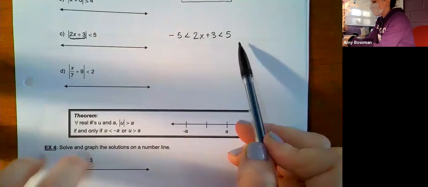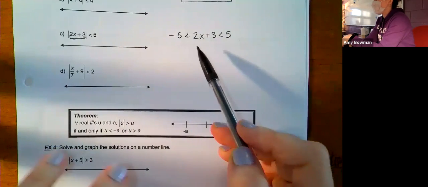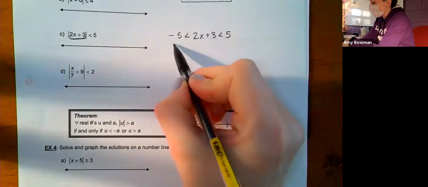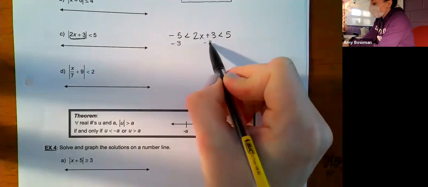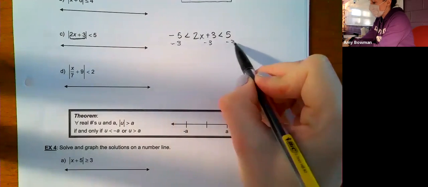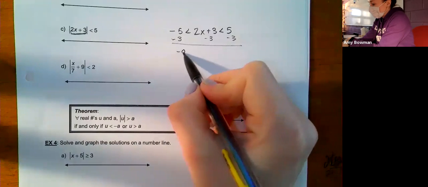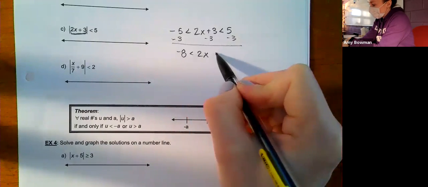So you set it up first and then start undoing whatever's happening to x. First we will subtract 3 from every piece of this. Subtract 3 from -5, subtract 3 from 2x plus 3, and subtract 3 from +5. We end up with -8 is less than 2x is less than 2.